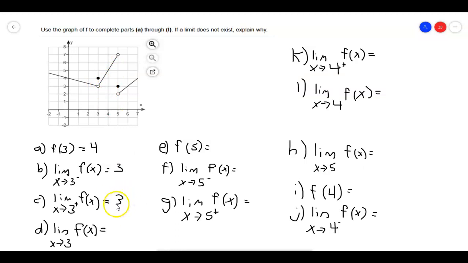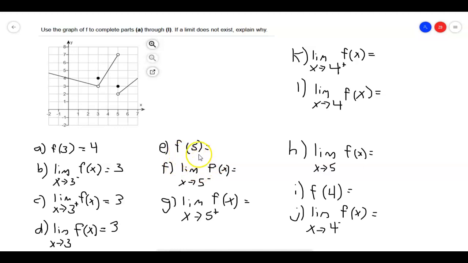So that's 3. Now, since both going from the left and going from the right are the same value, that means that our limit exists as x approaches 3 at the value of 3. So even though it's defined at 4, the limit exists at 3 because that's where it's approaching from both sides. And as long as it's approaching the same value, then that's where we say the limit exists. Once again, this graph is just trying to show you that it doesn't matter that it's not defined there. It just matters that that's where it's approaching.